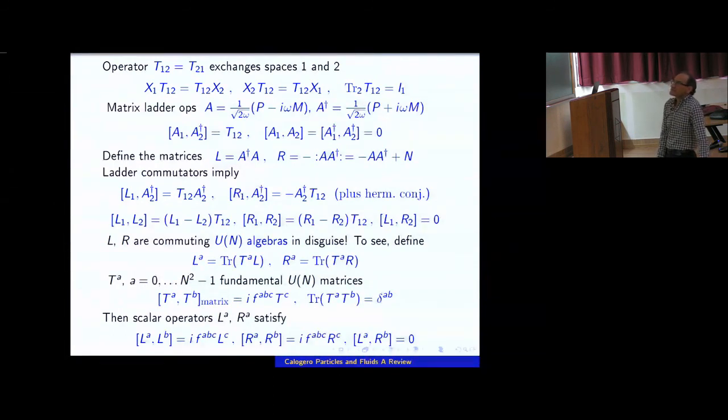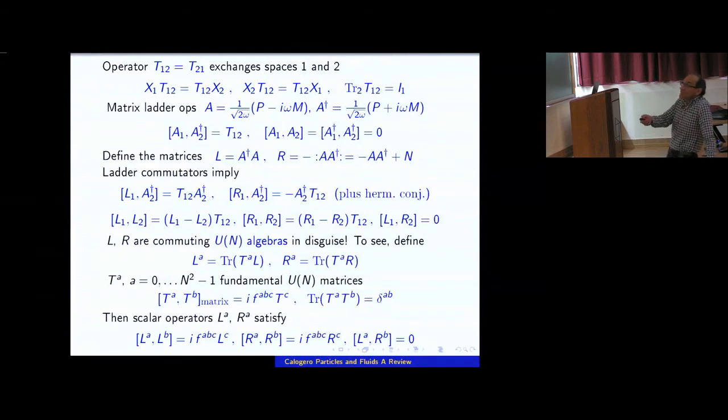What are these algebras? I know that I'm going over time, so I will try to conclude somewhere here. These are actually the U(N) algebras in disguise. They may not look like anything like the U(N) algebra. It doesn't contain any structure constants, but it is actually the U(N) algebra. The way to see it is to take this matrix L and decompose it in a complete set of n by n matrices, and such a basis can be chosen to be the fundamental generators of the U(N) algebra, the identity plus the SU(N) ones.